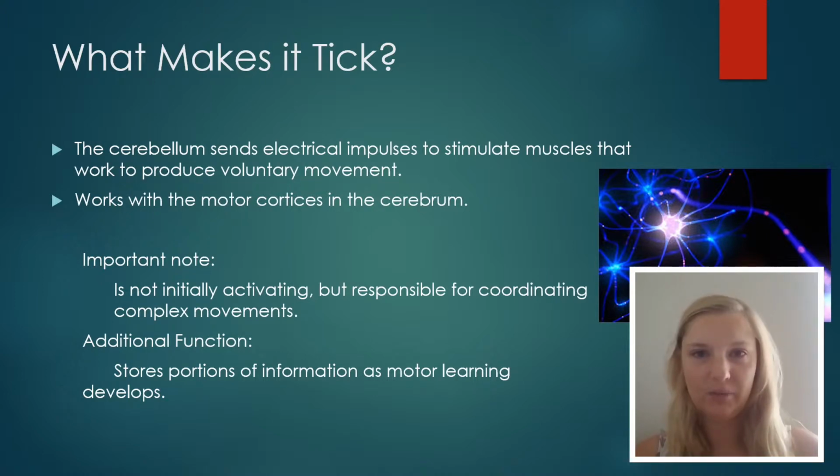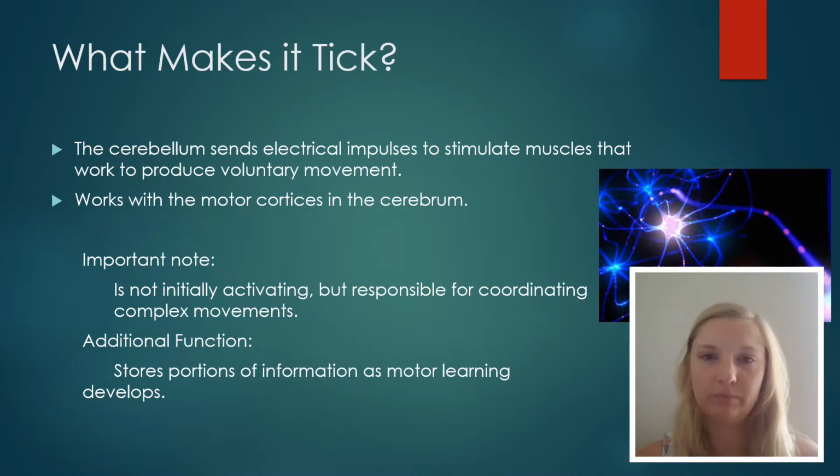What makes it tick? The cerebellum sends electrical impulses to stimulate muscles that work to produce voluntary muscle movement. This works in concordance with the motor cortices of the cerebrum. It is important to note, however, that the cerebellum is not initially activating the movement, but it is responsible for coordinating the complex movements once it receives the initial impulse.